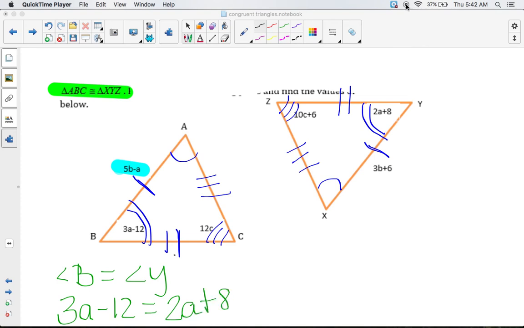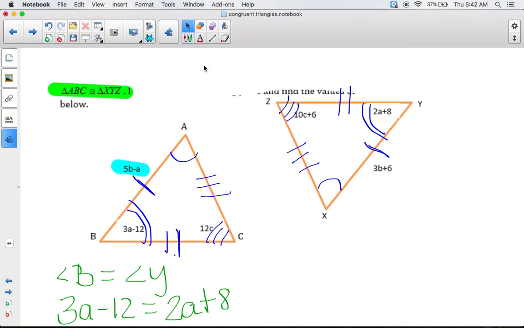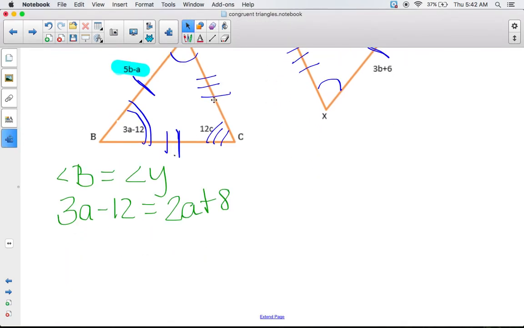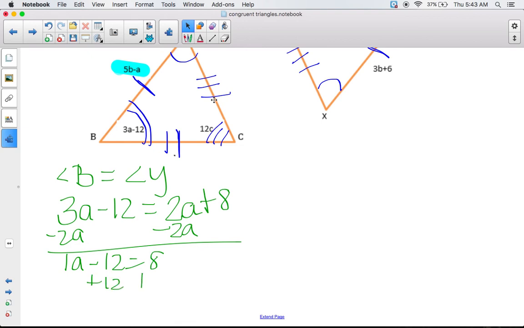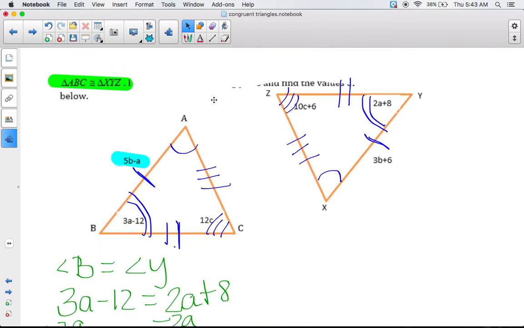Sorry, I'm trying to speed up for you. So this becomes, let's subtract 2A. 1A minus 12 is equal to 8. Add 12. A is equal to 20. So I'm going to write A equal to 20.